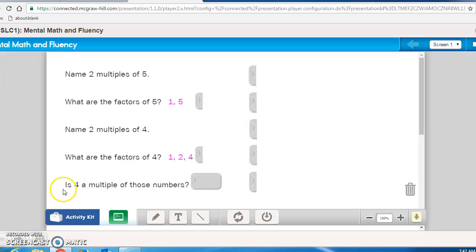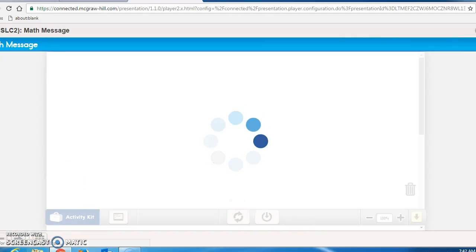And finally, is 4 a multiple of those numbers? Well, 1 times 4 is 4. 2 times 2 is 4. So yes. Remember, factors are the numbers you multiply together to get the number. Multiples are numbers that you multiply that number by and the answers that they come up with.